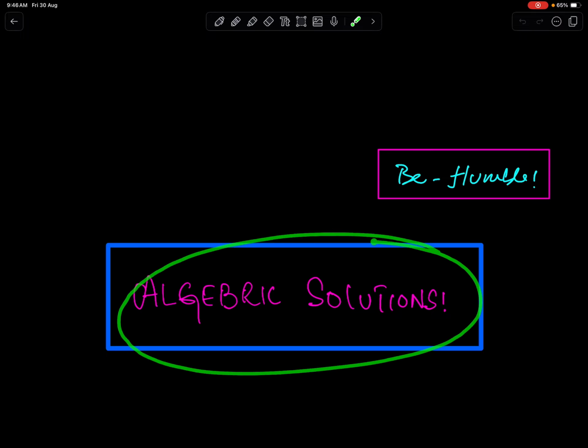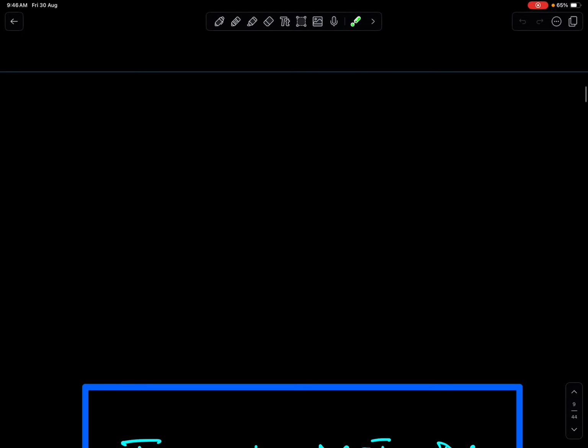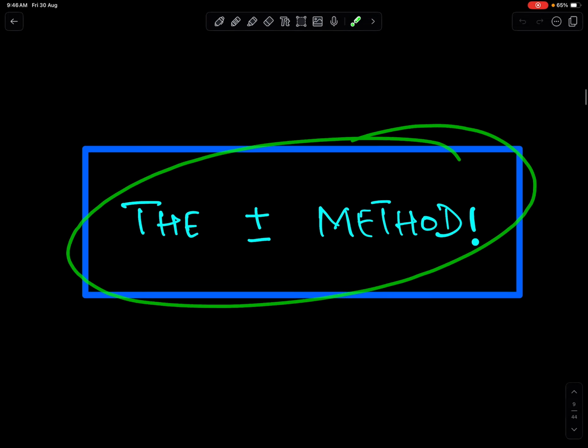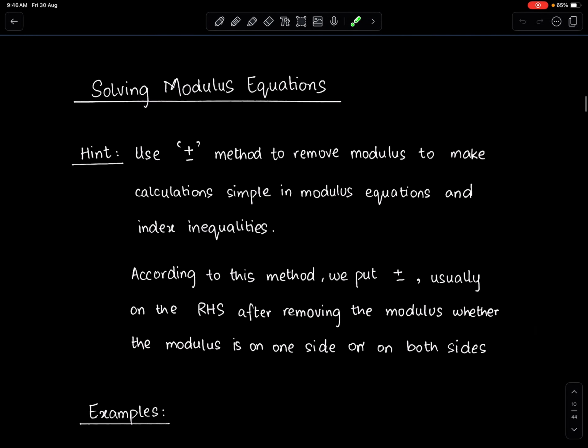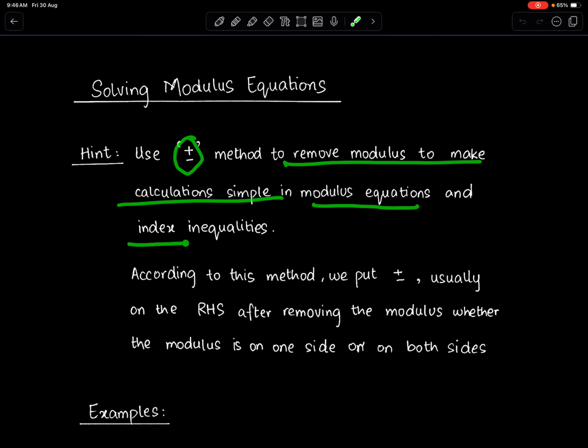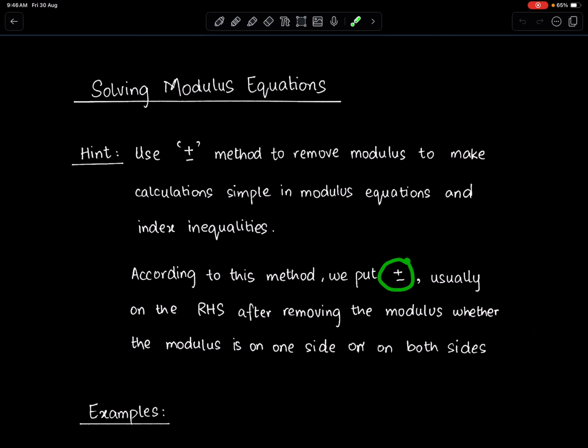Algebraic solutions of modulus problems. The plus minus method. Solution of modulus equations. We use the plus minus method to remove modulus to make calculation simple in modulus equations and index inequalities. According to this method, we put plus minus usually on right hand side after removing the modulus, whether modulus is on one side or on both sides.